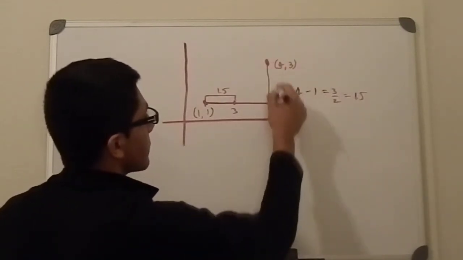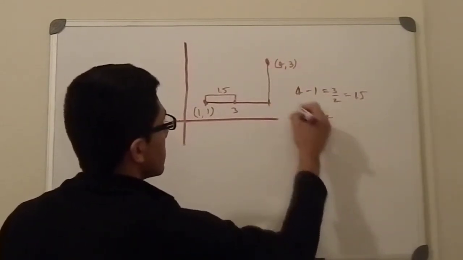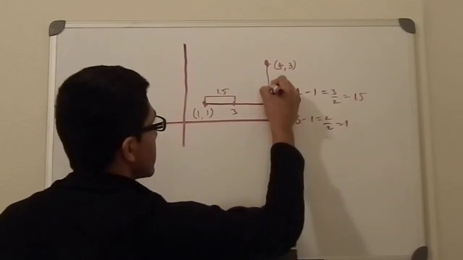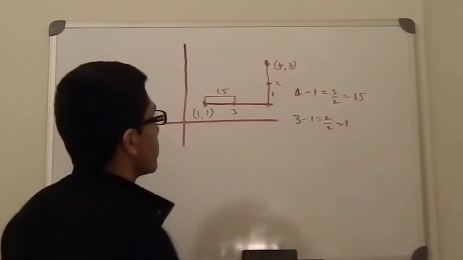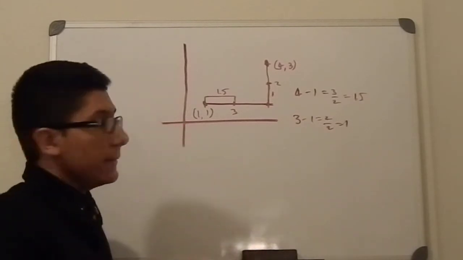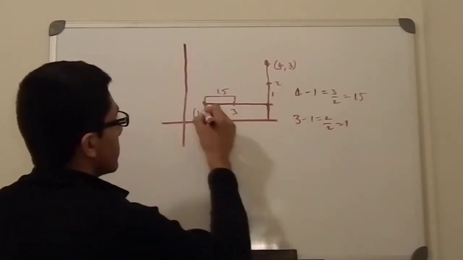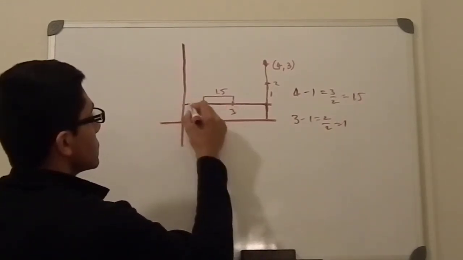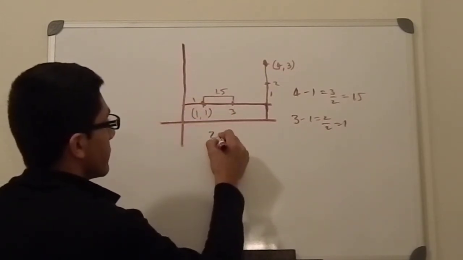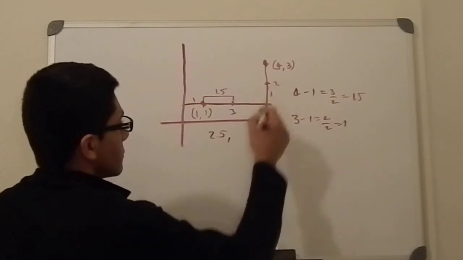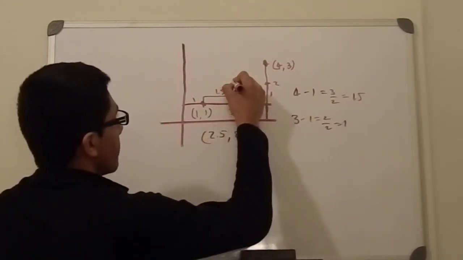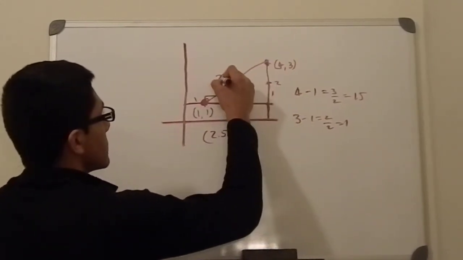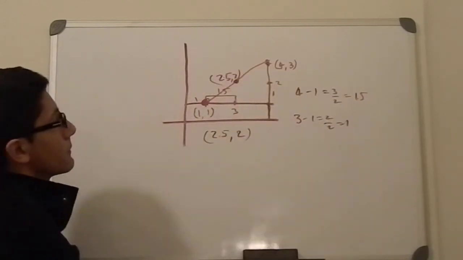Same thing for the y. You do 3 minus 1 equals 2. So this length here is 2. Divided by 2 equals 1. So this length here is 1, right? This works fine, except what we have to now do is account for that shift, for this extra length. So 1 plus 1.5 is 2.5. And 1 plus 1 is 2. So this midpoint is (2.5, 2). Right?